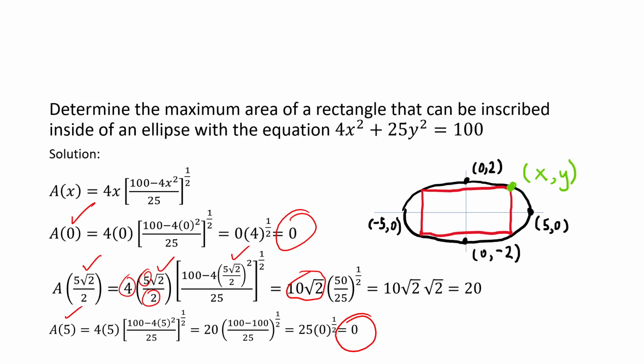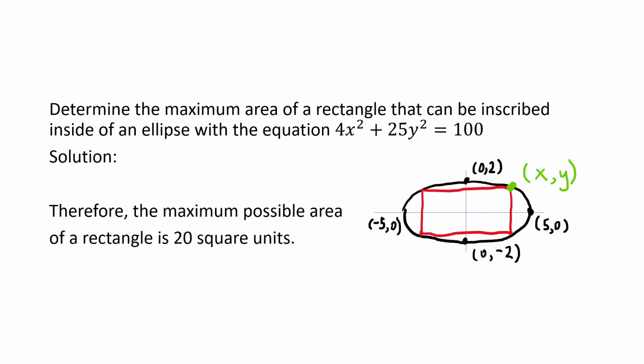And what we end up with there when we're multiplying that by 4 ends up being a 50. And so we have 50 over 25 to the exponent 1/2. So this is 10 root 2. And then 50 over 25 is the same as 2, so it's 10 root 2 times 2 to the 1/2, which is 10 root 2 times root 2, which is 20. So the maximum possible area of that rectangle is 20 square units.